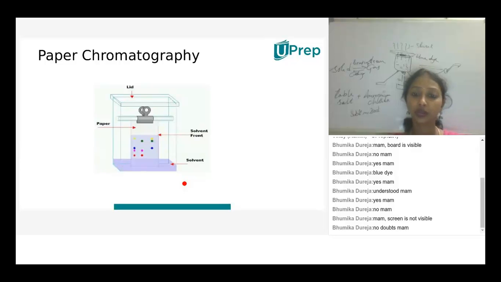In paper chromatography, the paper used is cellulose paper, not the simple filter paper. It's Whatman paper. Whatman paper is a kind of filter paper, having high efficiency.